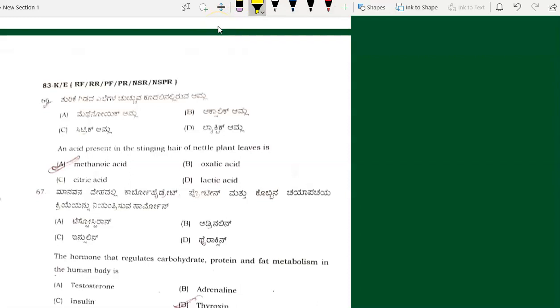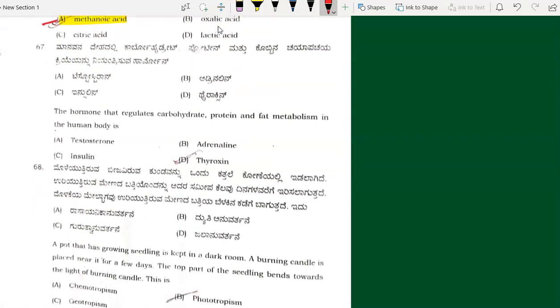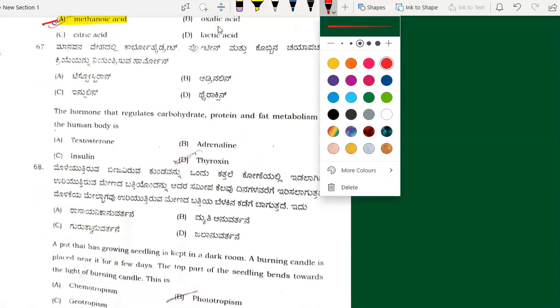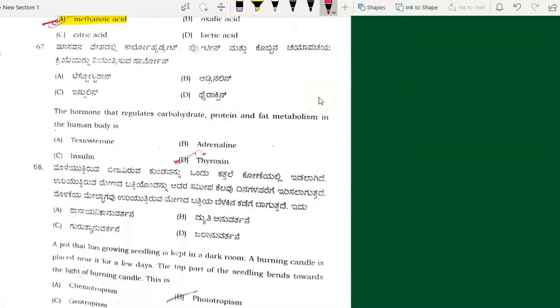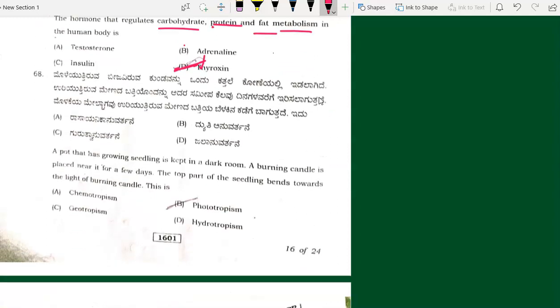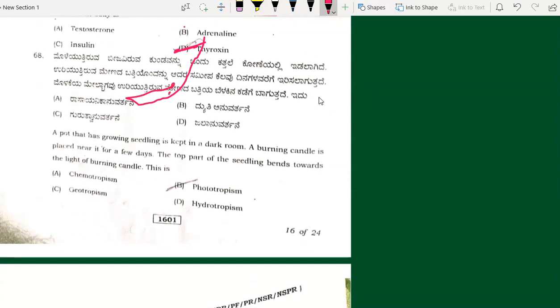Here, 66th: the acid present in the stinging hair of nettle plant leaves is methanoic acid. Everybody knows this, methanoic acid. Okay, next, the hormone that regulates, yes, this is the thyroxine hormone, which is responsible for maintaining the metabolism of fat, protein and carbohydrate.